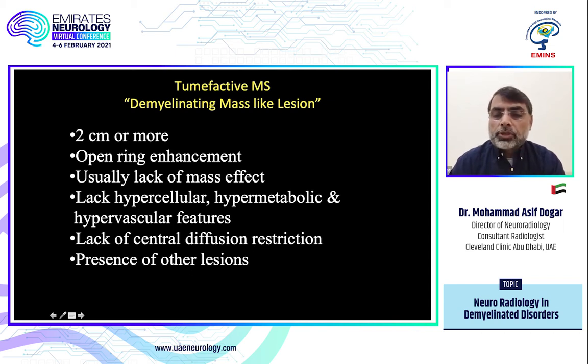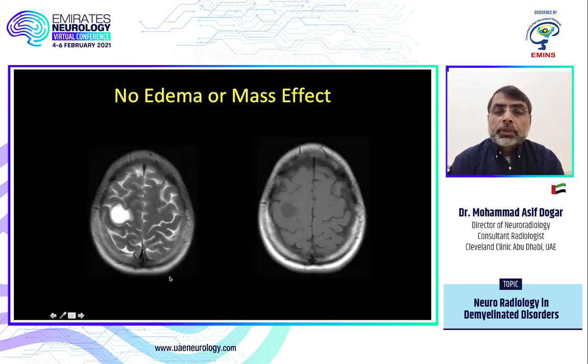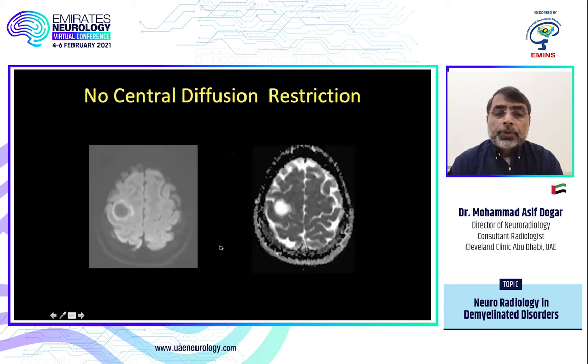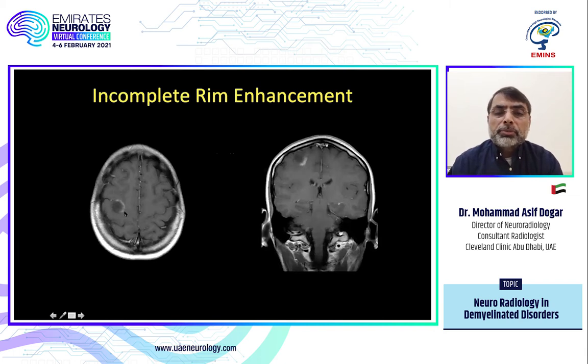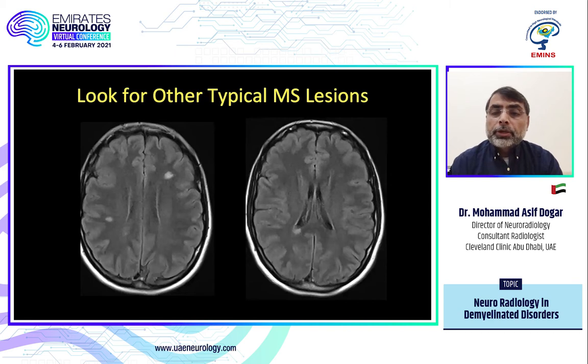And then we look for the presence of other typical MS lesions. So I will show you 2 cases, one at the marginal spectrum and then one at the extreme spectrum. Here is a lesion about 2 centimeters. There's no mass effect. There's a marginal diffusion restriction, but no diffusion restriction in the center, because if there's a diffusion restriction in the center, we should think something else. And here is a post-contrast image, and you can see there is an incomplete ring enhancement. Again, we look for other lesions to support our diagnosis, as this patient has this periventricular lesion.